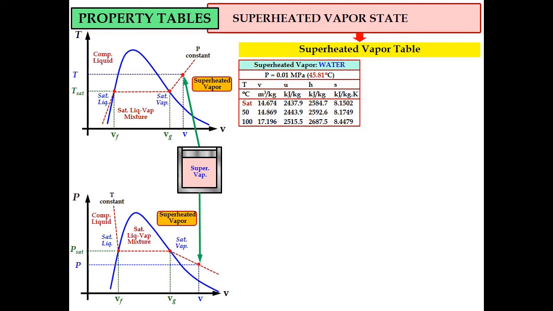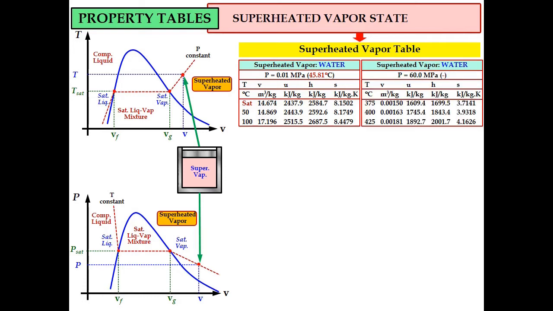Here the pressure is 0.01 megapascal, and you can see that in the bracket we have the value of temperature, which is 45.81 degrees Celsius. This temperature refers to the saturated temperature at 0.01 megapascal. If you look at the temperature column, the first state in the table is SAT, which refers to the saturated temperature. In case you do not know the saturated temperature, just refer to the temperature in the bracket beside the pressure value inside this table, represented by the red number.